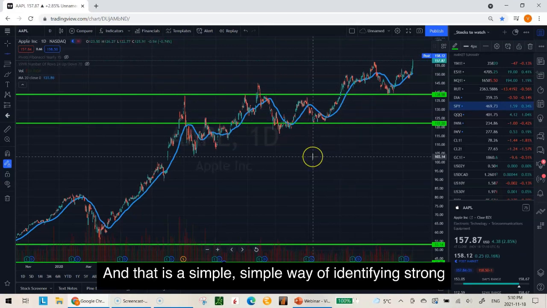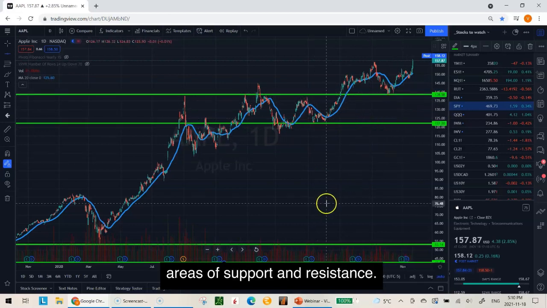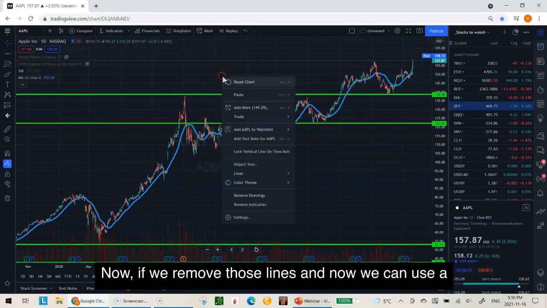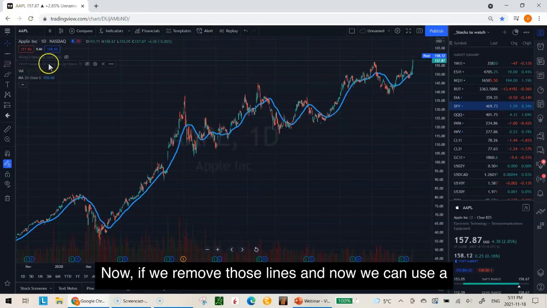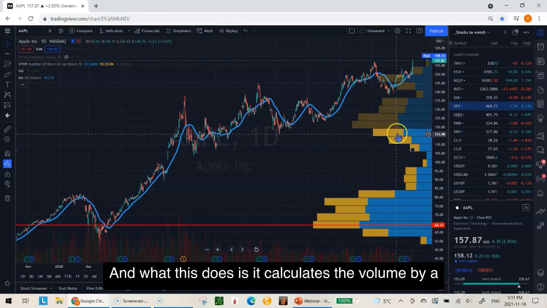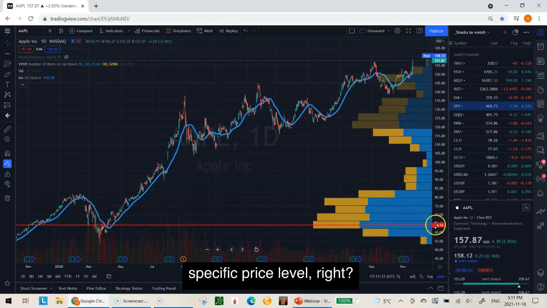And that is a simple way of identifying strong areas of support and resistance. Okay, that's the manual method. Now, if we remove those lines, we can use a tool like the volume profile tool. What this does is it calculates the volume by a specific price level, right?